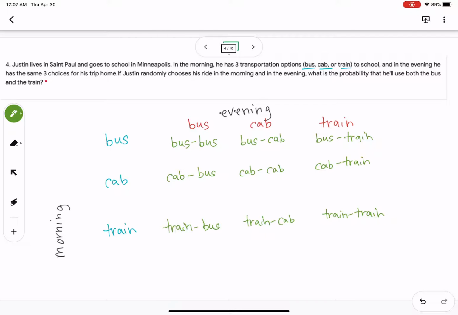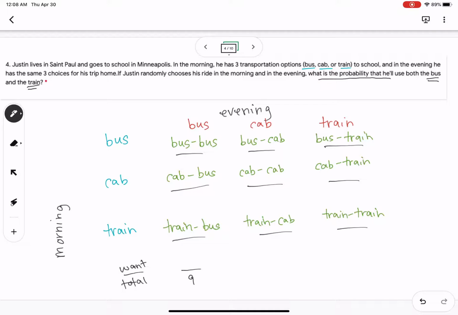Okay, so we need to go through and see, well, how many options does he have? 1, 2, 3, 4, 5, 6, 7, 8, 9. So he has 9 total options. Remember, when we're finding probability, we always use that want over total formula, right? So our total number of options here is 9. Now we got to figure out, what do we want to happen? Okay, so it says, what is the probability that he'll use both the bus and the train? Now, it did not give us any specific order here. It just says the bus and the train.